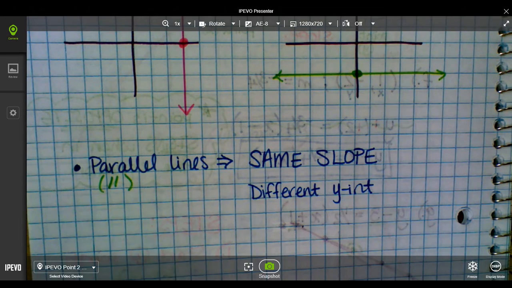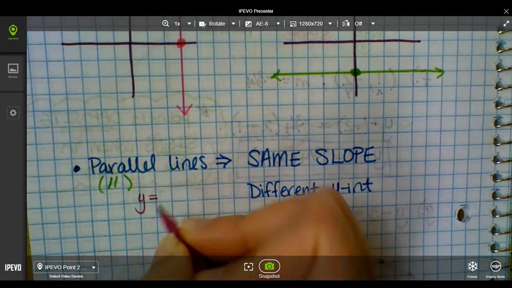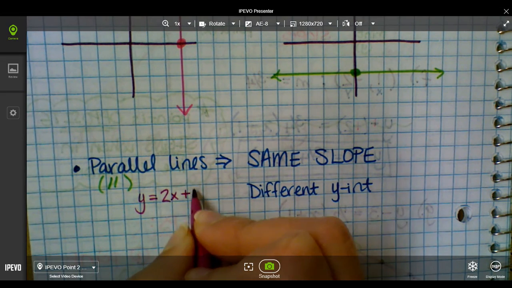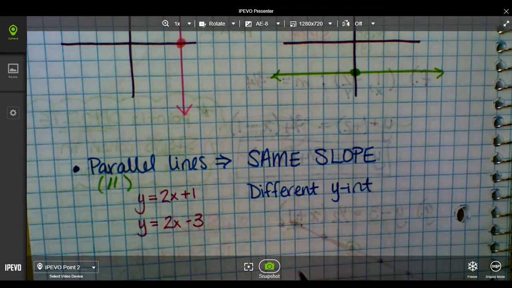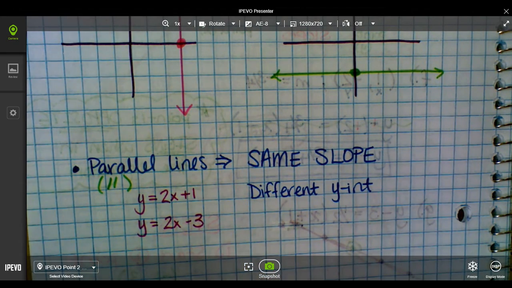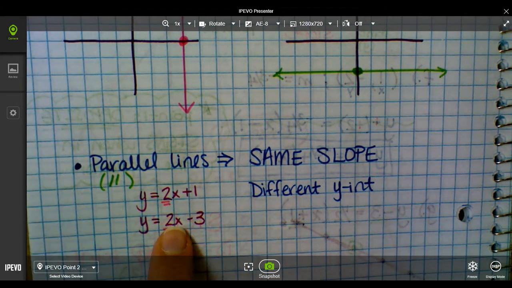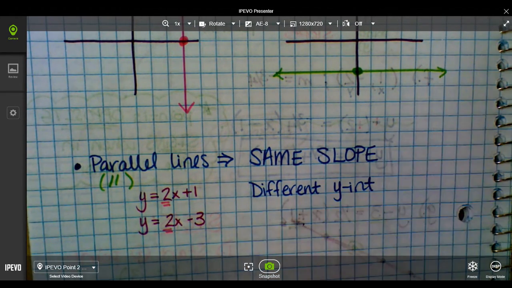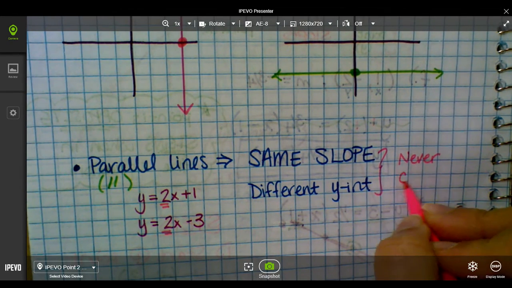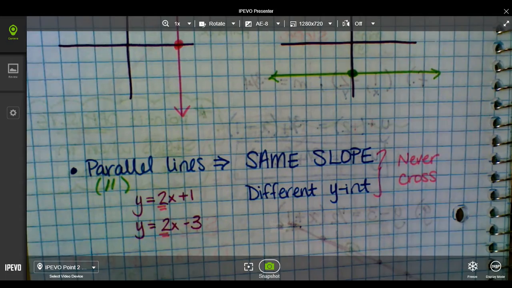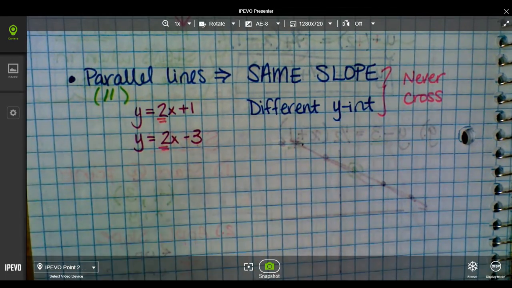And again, if you want just an example of this, if I have y equals 2x plus 1, and I graph another line, y equals 2x minus 3, they have the same exact slope, but different y-intercepts. That means that these guys are never going to cross. And I'm going to put that down over here, never cross. Okay, so those are parallel lines.